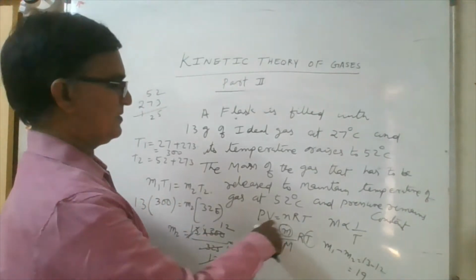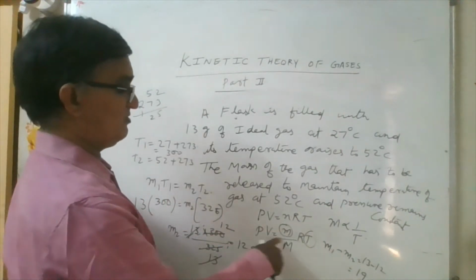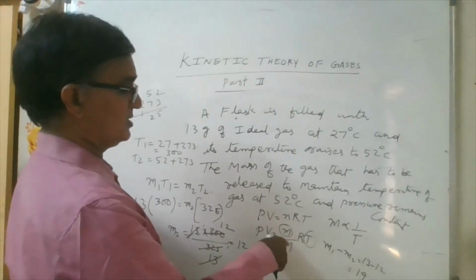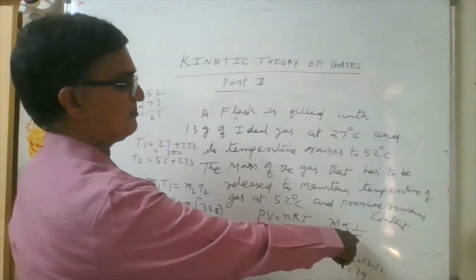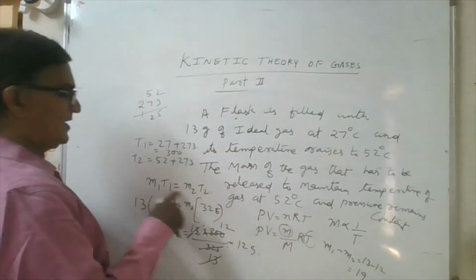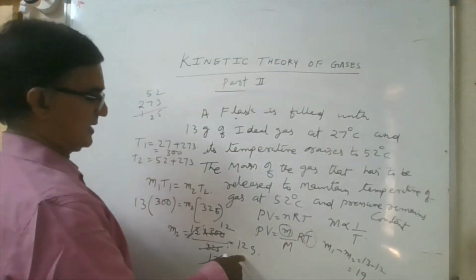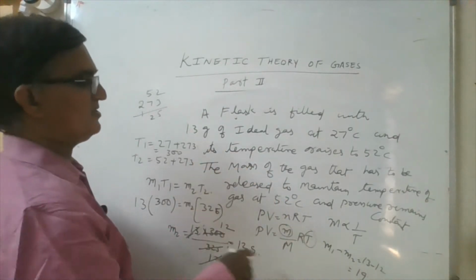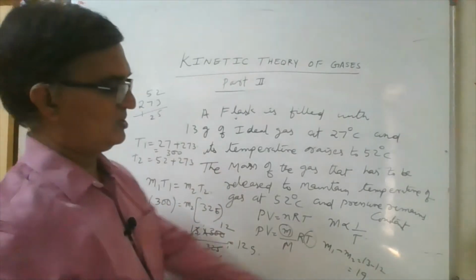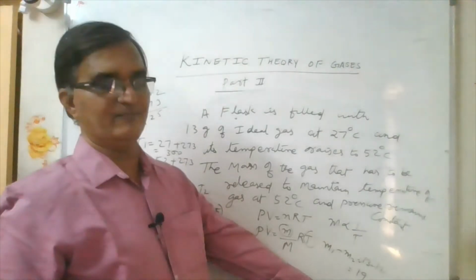Here, using PV is equal to M by M RT, where capital M is molecular weight and small m is mass of the gas, the mass of the gas and temperature are inversely proportional. Accordingly, I used this formula and got the answer as 12 grams. So how much gas should be released? M1 minus M2, which comes to be 1 gram. Okay, this is the answer.